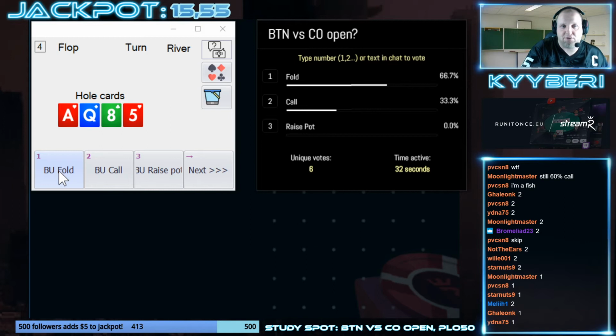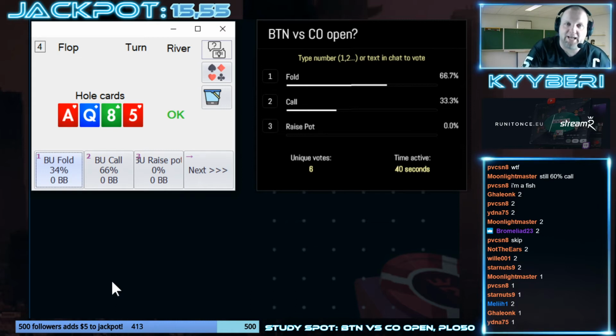Twitch chat says fold, so it has to be a fold, but it's not. 66% call. Is the suited ace actually that valuable? Seems to be. Wow.